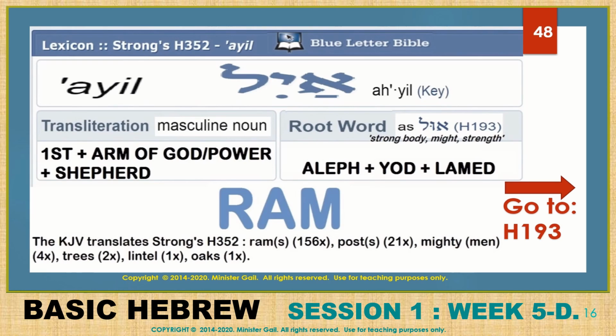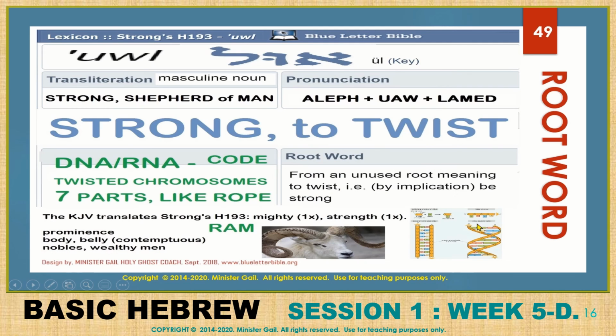Remember when Abraham was going to sacrifice Isaac, and the Lord said, I will provide the sacrifice. He provided a ram, which is a male sheep, the strongest male sheep. They're huge, powerful sheep. The male sheep is called the ram, which is part of the word Elohim, but it's still not the root word. We have to dig deeper. Go to H193. We come down to the word strong, to twist.